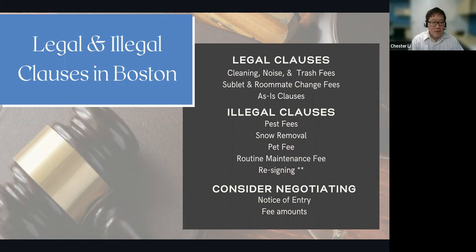Routine maintenance fee, that's just not a thing. That's probably a sign of a scam. And re-signing. So for re-signing, they can't charge a fee. They can raise the rate. So this one, I think there's a double star next to it, but there can't be a fee for re-signing. I hope that's clear. They can raise the rates in accordance with the signing.